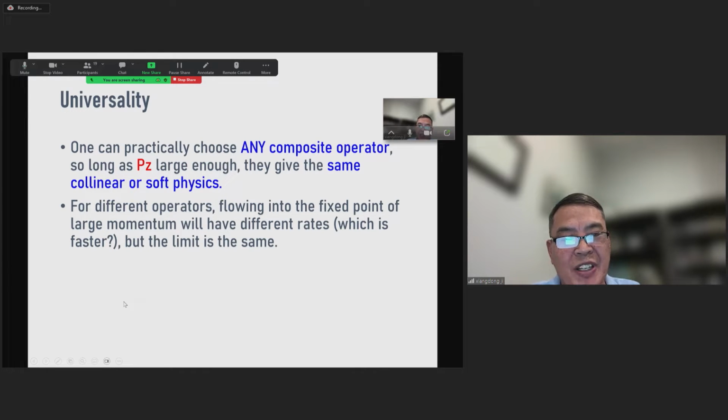But which operator you're going to use to calculate is a matter of hit and miss. So you just need to choose one and calculate, then choose a different one to see how the rate of PZ going to get large. You're going to converge into the parton limit.